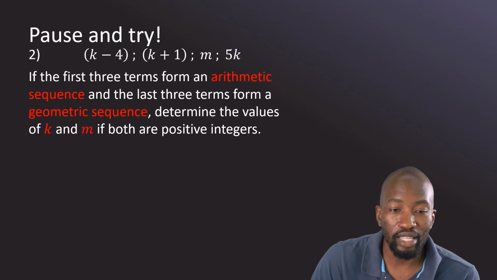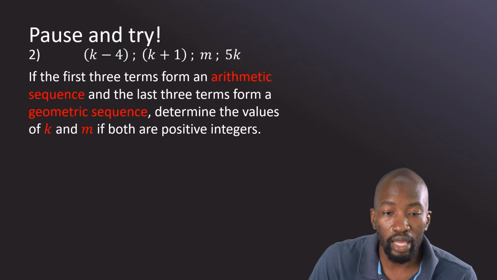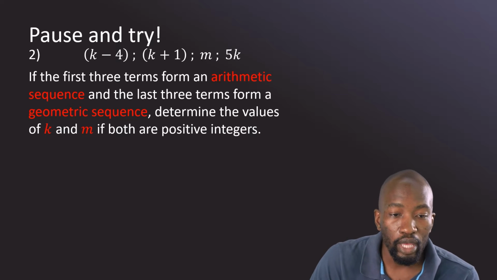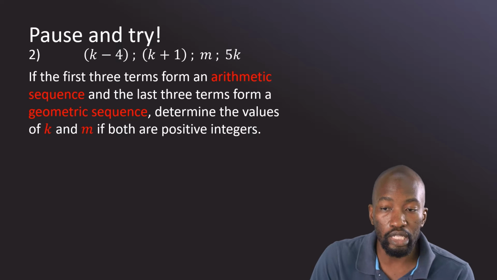Now let's look at the second one. So we have k minus 4, k plus 1, m, and 5k. They're saying if the first three terms form an arithmetic sequence and the last three terms form a geometric sequence, determine the values of k and m if both are positive integers.